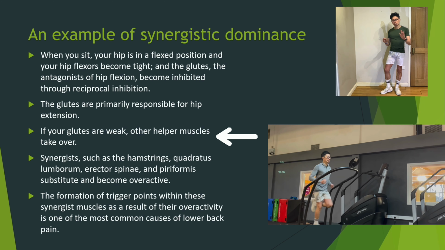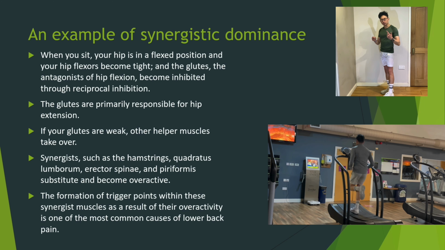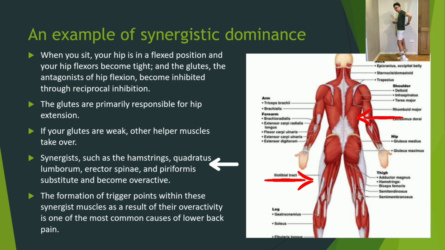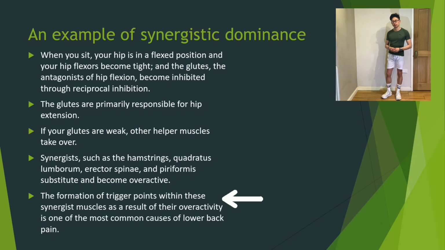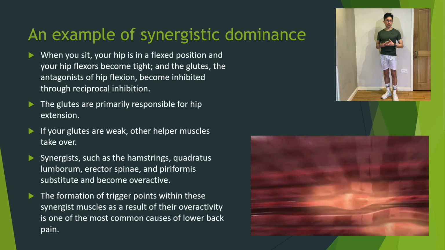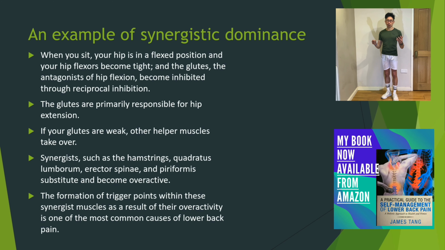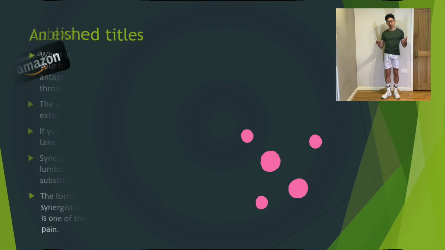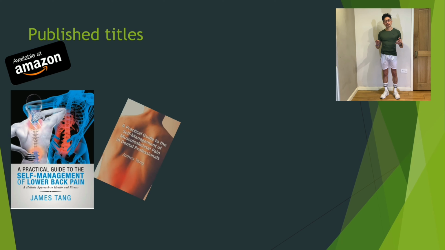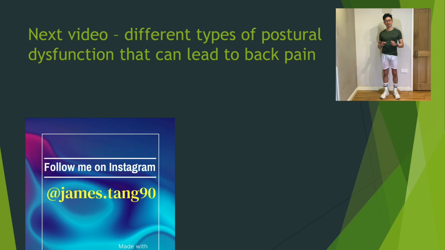If your glutes are switched off, weak, or not functioning properly, other helper muscles take over. Synergists such as the hamstrings, quadratus lumborum, erector spinae, and piriformis substitute and become overactive. The formation of trigger points within these synergist muscles as a result of their overactivity is one of the most common causes of lower back pain. Of course, this is just a simplistic overview of what can happen with prolonged sitting. Let's take a look at the effect of poor postures on the muscles that attach to the lumbopelvic hip complex, with the possible devastating consequences of recurrent lower back pain, in the next video.